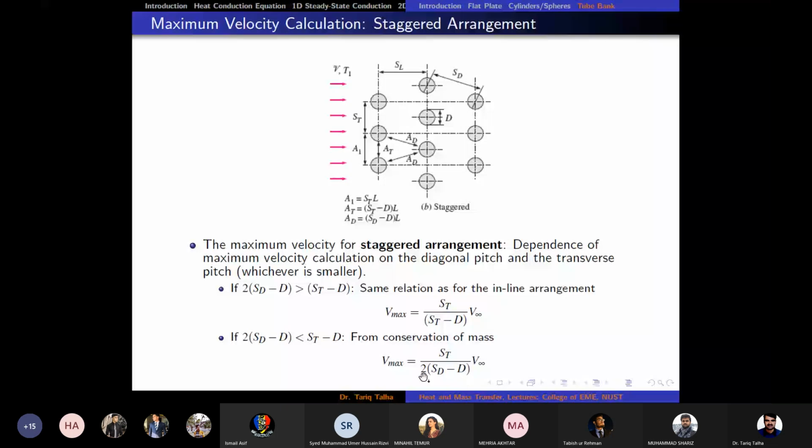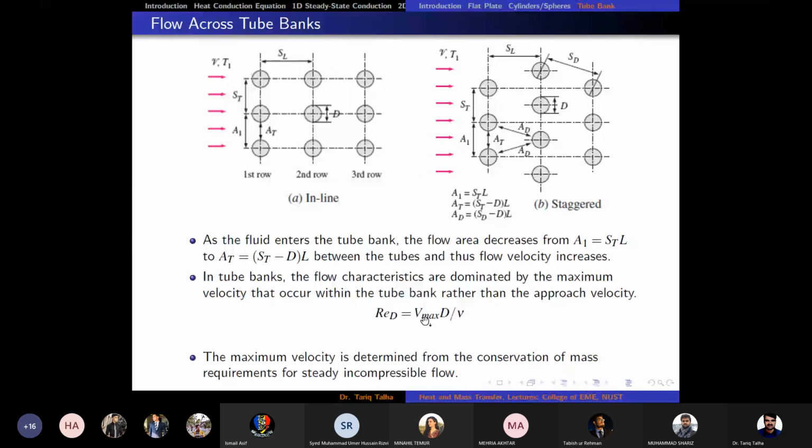T, V infinity. So once we get Vmax, we get the Reynolds number. The Reynolds number is calculated as Vmax into diameter divided by kinematic viscosity, which is equal to mu upon rho. So rho comes here and mu comes here.